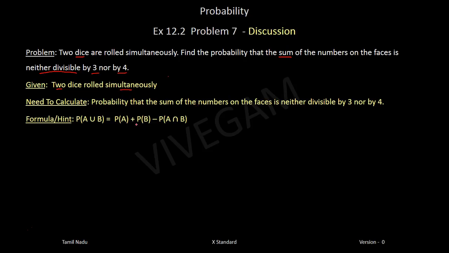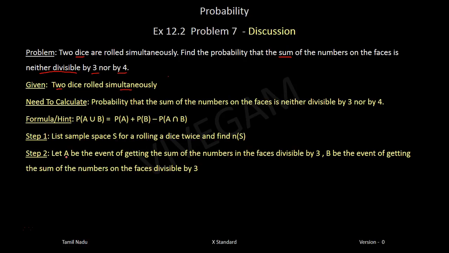What's the formula? The same addition theorem. Probability of A union B is probability of A plus probability of B minus probability of A intersection B. So what will be the first step? Did you guess? List the sample space. List the sample space for rolling a die twice and find n of S. Next, let's define event A: let A be the event of getting the sum of numbers on the faces divisible by 3. B the event of getting the sum of numbers on the faces divisible by 4.